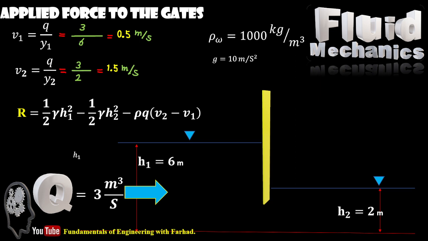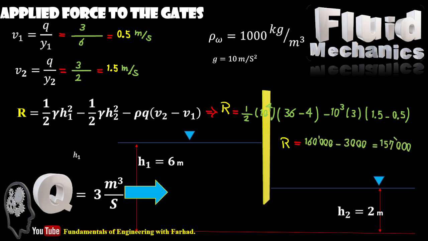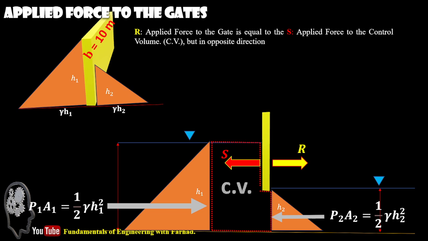And then if you replace it in the reaction force equation, it gives you gamma is rho G, G is 10, so it's half of 10 to the 4 times H1, which is 6 squared, minus H2, which is 2 squared, minus rho, 10 cubed, times Q, which is 3, times V2 minus V1. And if you do the math, it gives you R for the unit width as 157,000 newtons.